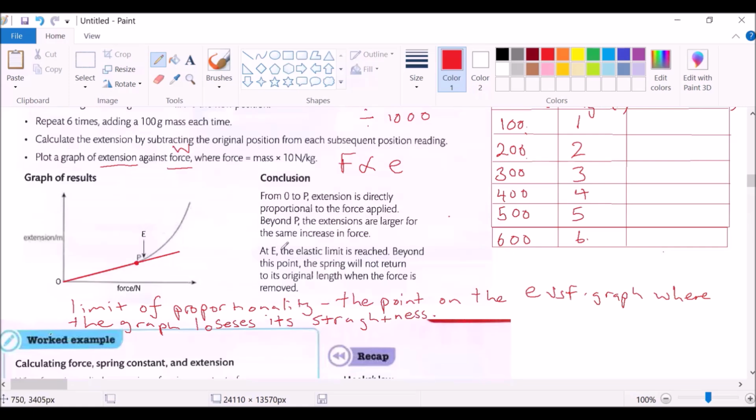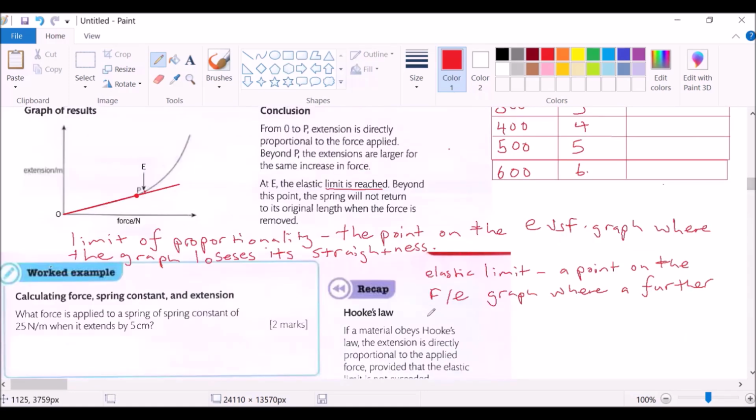At a certain point, E, the elastic limit is reached. The elastic limit is a point on the force extension graph where a further load will cause the spring to be permanently deformed.